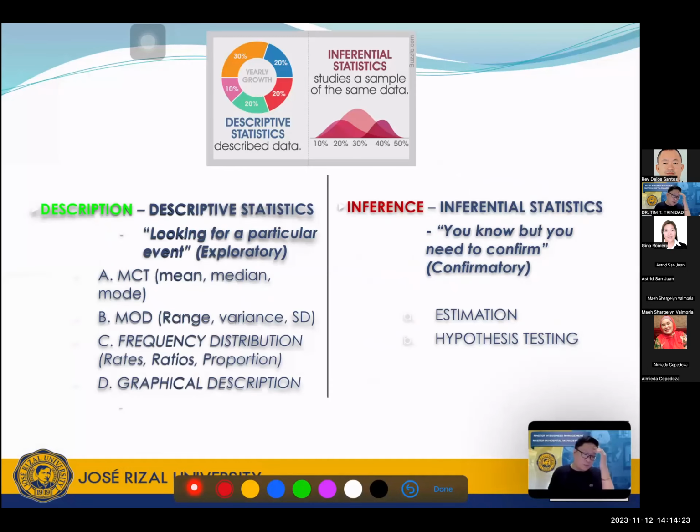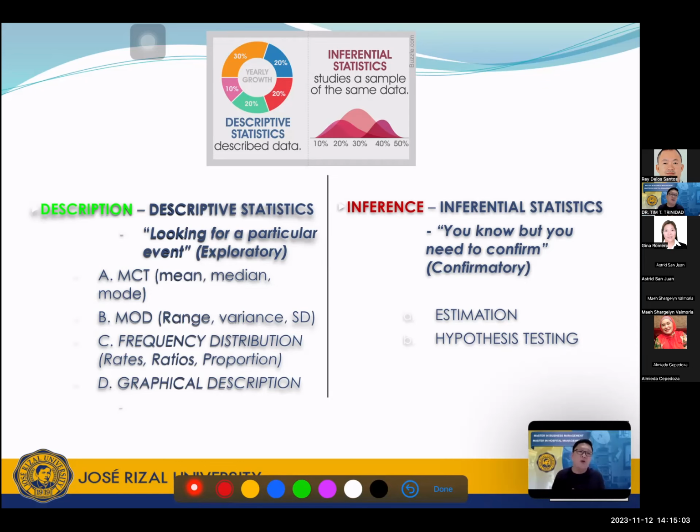Okay. So again, your descriptive statistics is just you're going to look for a particular event and explain them. Okay? Look for a particular event and explain them without confirming or without establishing any reasons of relationship. In inference, okay, you are going to get the data from your descriptive statistics and then you start challenging. Okay, ask confirmation. Ask if there is a relationship between those collected data with each other. So this is the inferential portion.